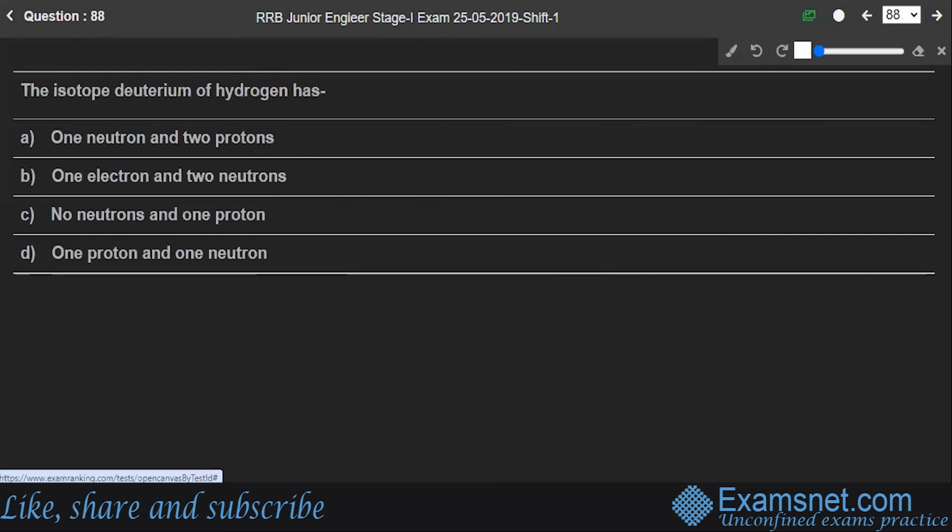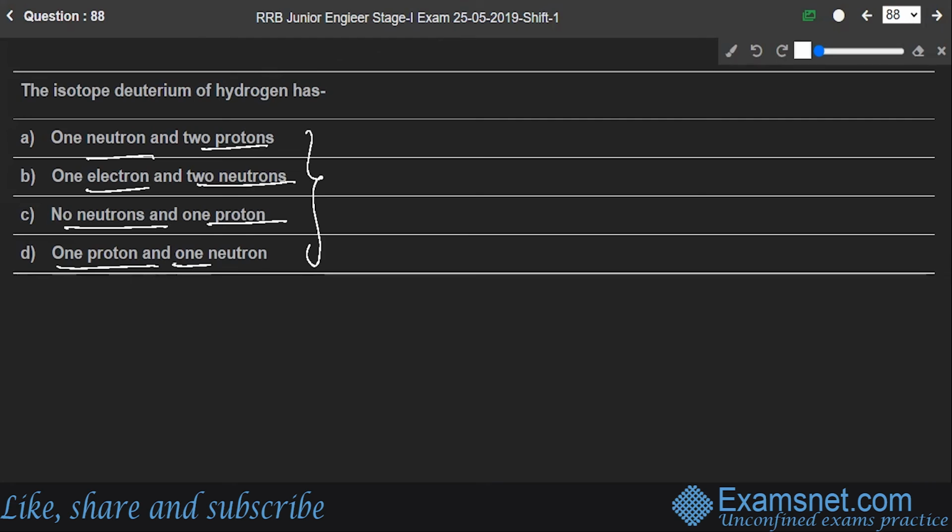Hope you understood this. Next is question number 88. The isotope deuterium of hydrogen has one neutron and two protons, one electron and two neutrons, no neutrons and one proton, or one proton and one neutron.